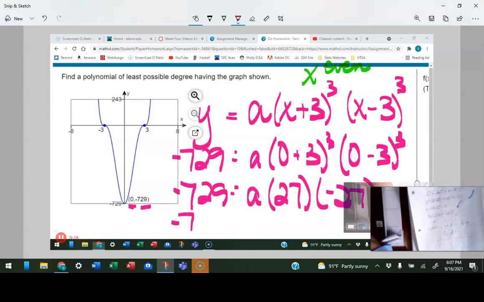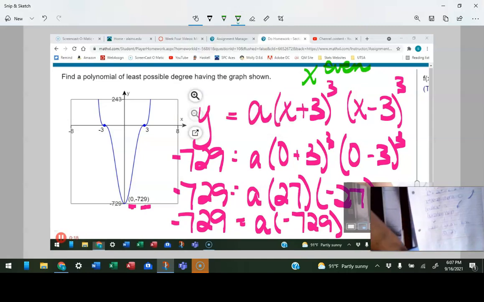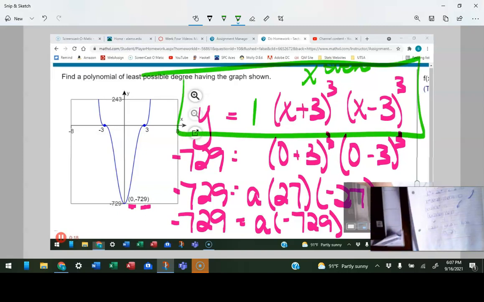So I have negative 729 equals a times negative 729. If I divide both sides by negative 729, I find out that a is 1, and we never write a coefficient of 1. So this is our final answer, and you do not need to write the 1. So that's what that graph looks like, and that is his equation.